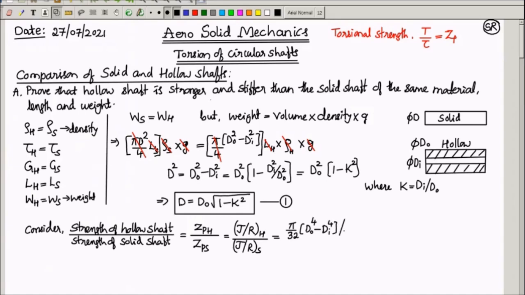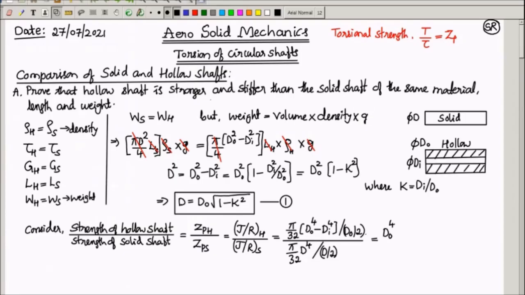J divided by R. R for the hollow shaft is d naught by 2, divided by J of the solid shaft, pi by 32 into d power 4, divided by R of the solid shaft, which is d by 2. So here pi by 32 can be cancelled straight away. 1 by 2, 1 by 2 also can be cancelled. So remaining, if I write, comes d naught power 4 minus di power 4.